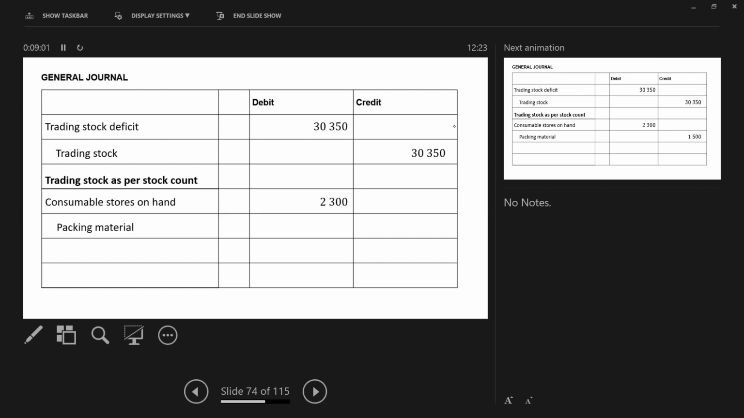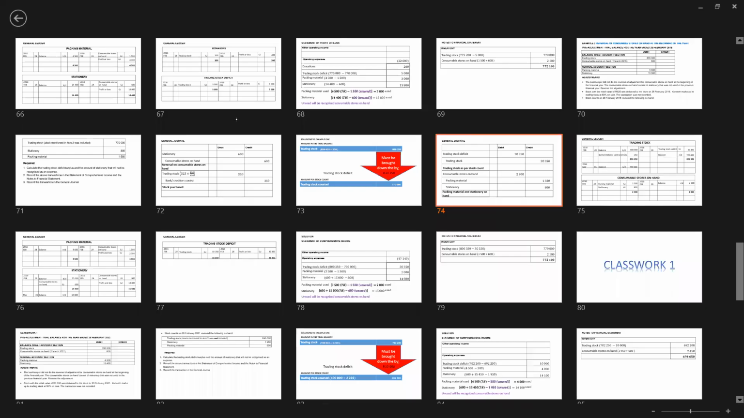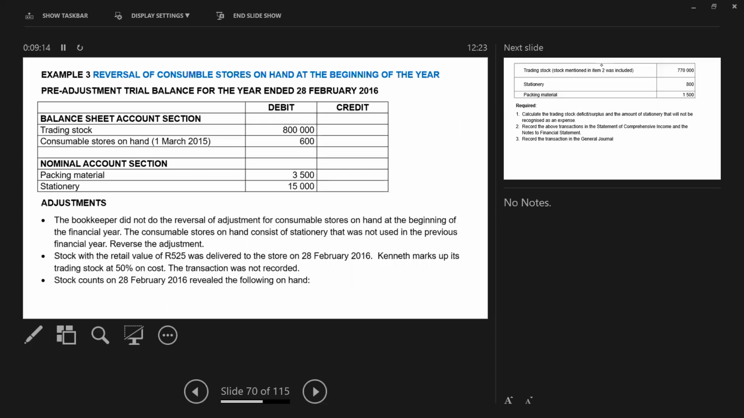Your packing material will decrease. At the moment, in your trial balance, your packing material is sitting at 3,500. That cannot be expensed as it is. We need to subtract the unused. That relates to packing material that was purchased. We need to minus packing material that was unused so that we are only left with an expense. And as I've said, the expense will be packing material that has been used. That's why we are going to credit packing material by that 800.